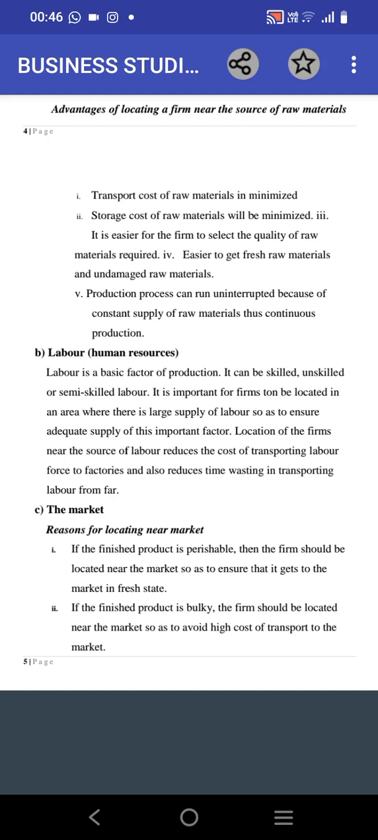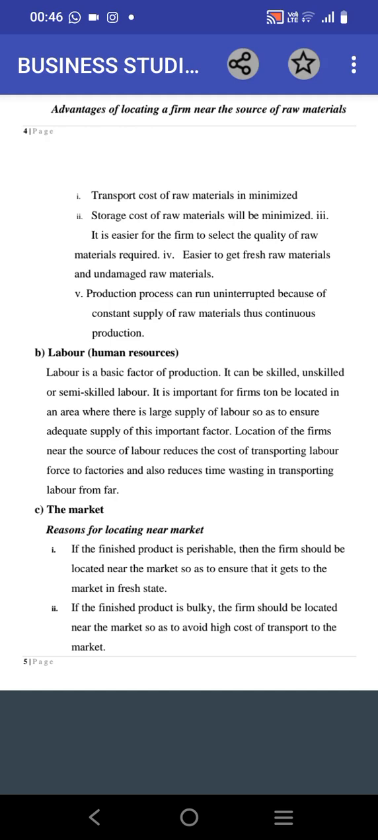Labor. Human resources like labor. To acquire labor, you should locate your farm near where you can get skilled labor. You should locate your farm near the urban centers, not rural. If you locate your farm near urban centers, you'll get skilled labor.